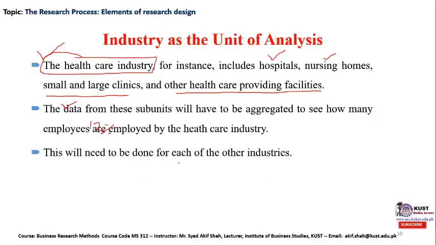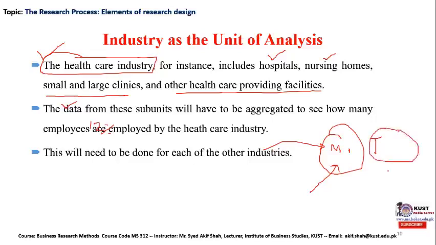This will need to be done for each of the other industries, like we have taken the example of manufacturing companies as well as the transportation companies. So if the point of interest for a researcher is to study the manufacturing industry, then the researcher will have to collect the subunits data regarding the companies coming into the realm or umbrella of the manufacturing industry. Similarly, if the researcher is interested in a problem to be addressed in the transportation industry, then the researcher will have to study all the companies coming under the umbrella of transportation.